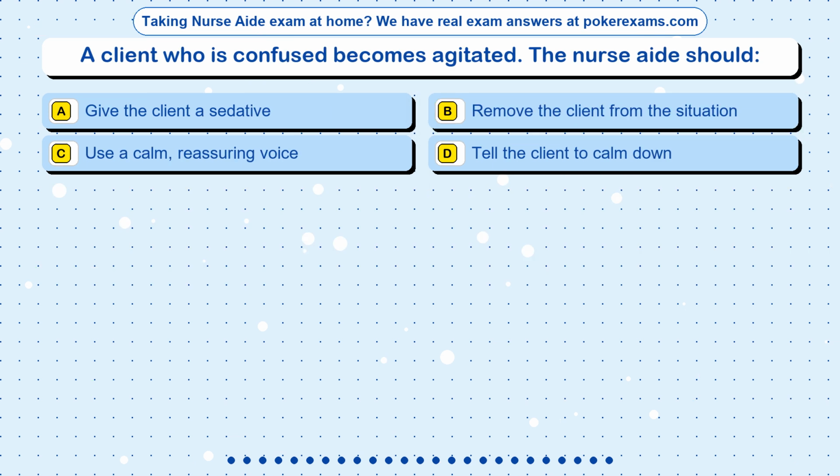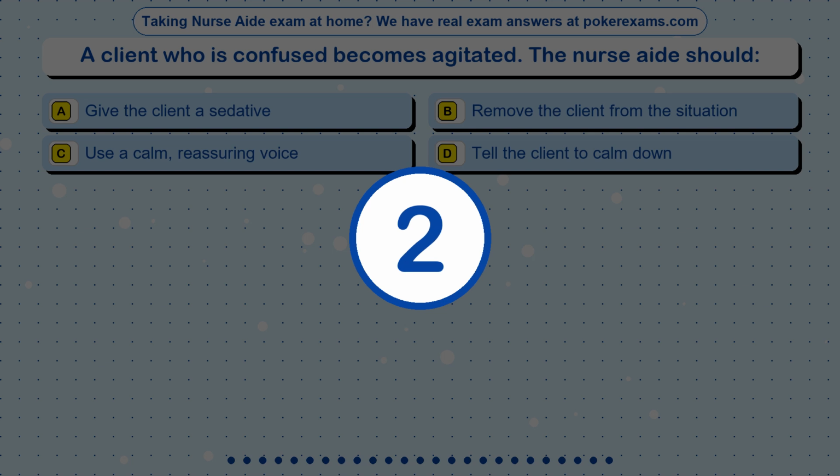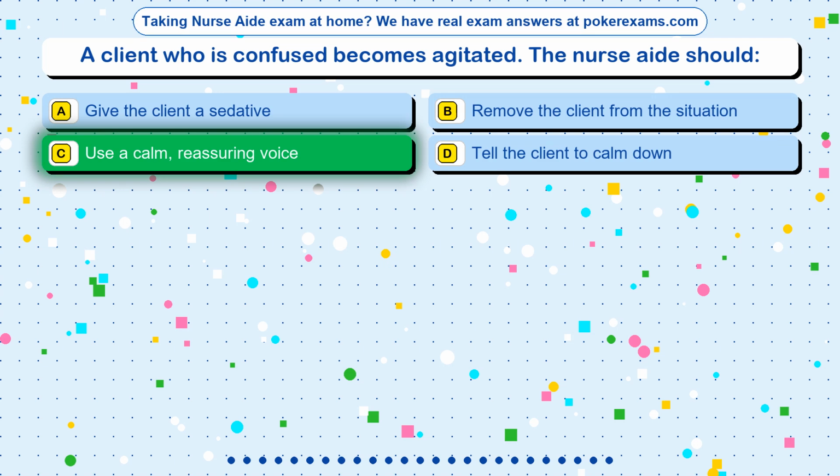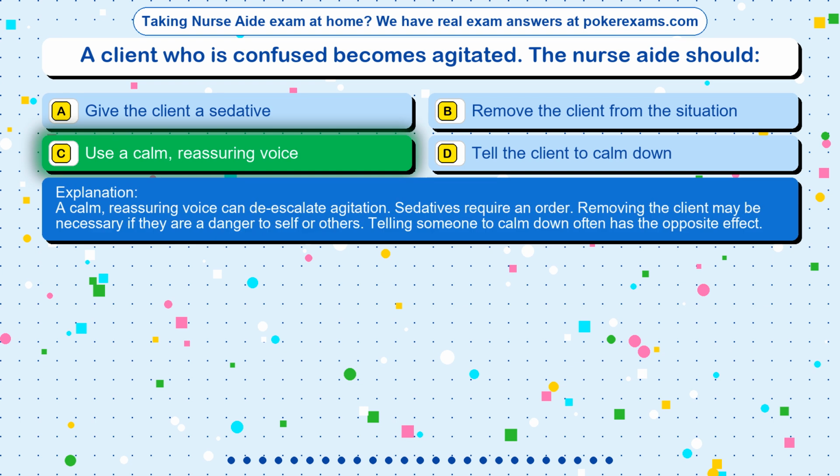Question 25. A client who is confused becomes agitated. The nurse aide should. Option A, give the client a sedative. Option B, remove the client from the situation. Option C, use a calm, reassuring voice. Option D, tell the client to calm down. The correct answer is option C. Use a calm, reassuring voice. A calm, reassuring voice can de-escalate agitation. Sedatives require an order. Removing the client may be necessary if they are a danger to self or others. Telling someone to calm down often has the opposite effect.